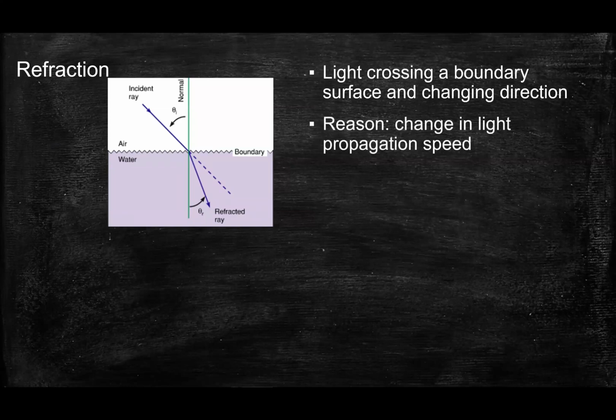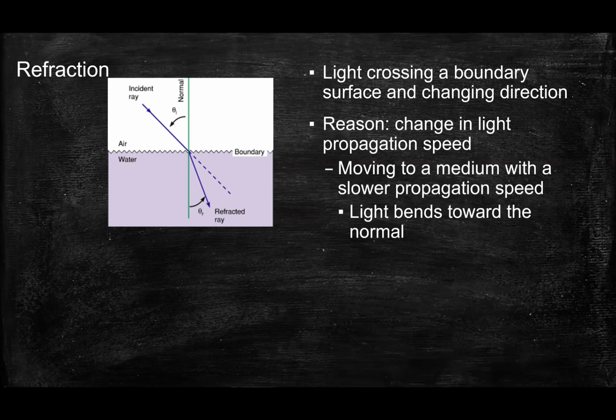One of the reasons that the light changes direction is really because of the change in the propagation speed of the light. In the case of light going from air to water, we have light slowing down, and that slowing down causes that change that we will see as a change in direction. Moving to a medium with a slower propagation speed, light bends towards the normal.